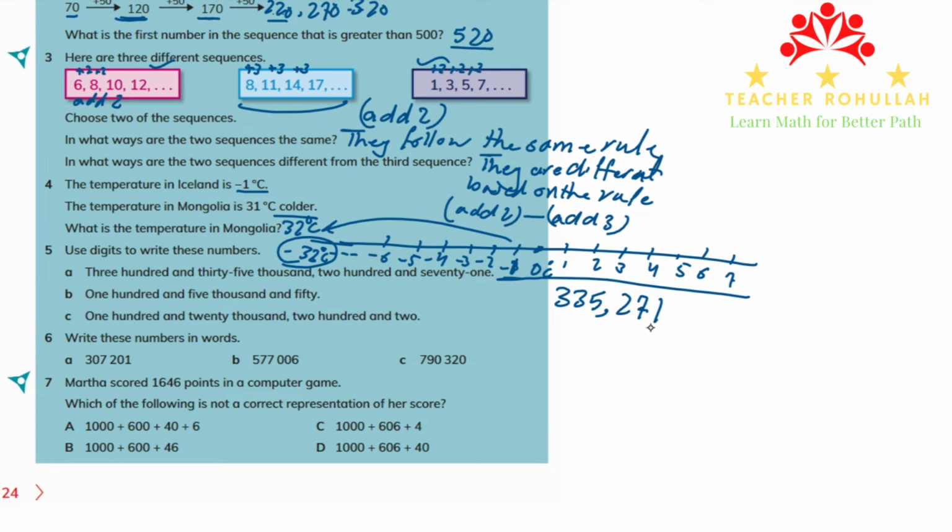This is the standard form of writing number. The ones which are given here are the word form, and you are just asked to write the standard form. So 335,271.